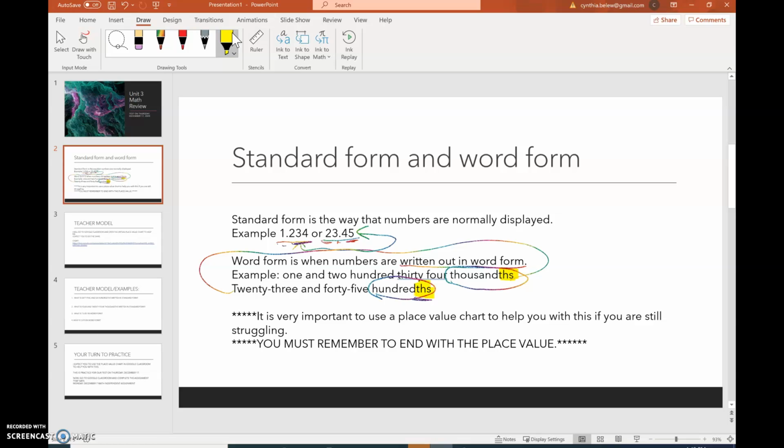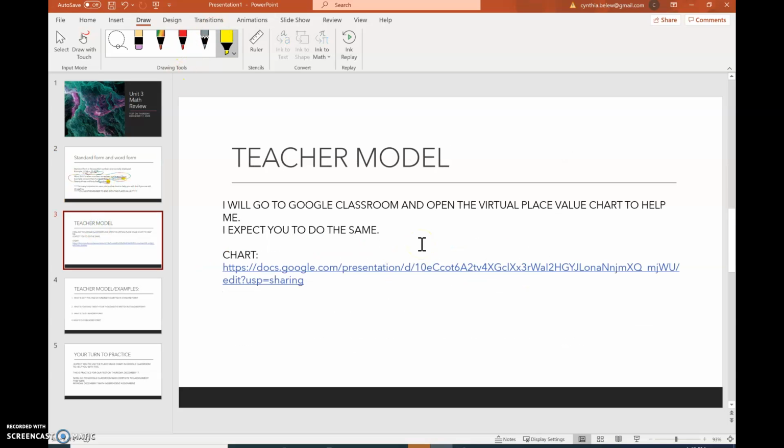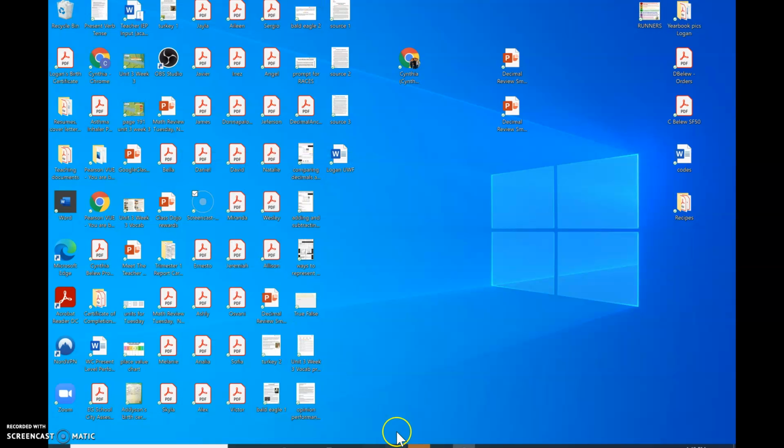So now let me show you where you can find the place value chart. I'm going to go to Google Classroom and open the virtual place value chart to show you where it's at. I've shown you now for 2 straight weeks. You should know. I do expect you to use this. So I'm going to hop on over to Google Classroom.